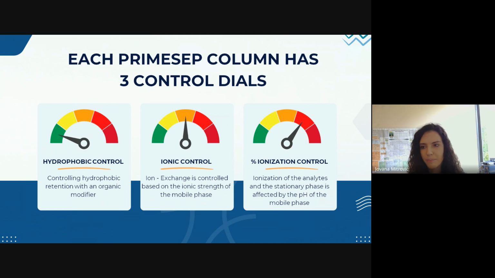Now, let's look at this. Primesep columns, as we mentioned, are reverse phase columns with embedded ionic groups. There are three main parameters you can control to adjust retention. First is hydrophobic interaction, which is tuned by the organic solvent content in your mobile phase. Second is ionic strength. By adjusting the buffer concentration, you can modulate ion exchange interactions. Third is pH, which impacts the degree of ionization of both the analyte and the stationary phase. And these three axes of control, hydrophobicity, ion exchange, and ionization, create a versatile, tunable platform.